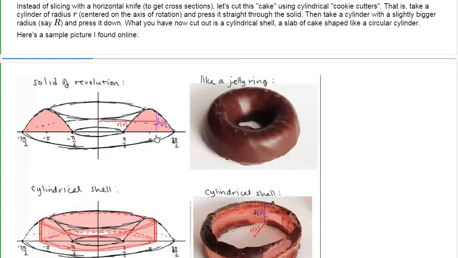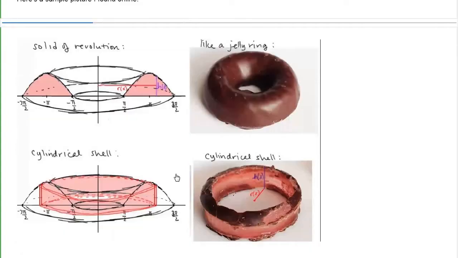Okay, so imagine taking this little line segment and rotating it around. Hold up your finger and rotate it around an axis, and you will trace out a little cylindrical shell. So that's what we're going to do. That's the idea. We'll take a kind of cookie cutter, press it down to make a cylinder, a big one, and we'll take a second one a little bit smaller. So we'll get a slab.